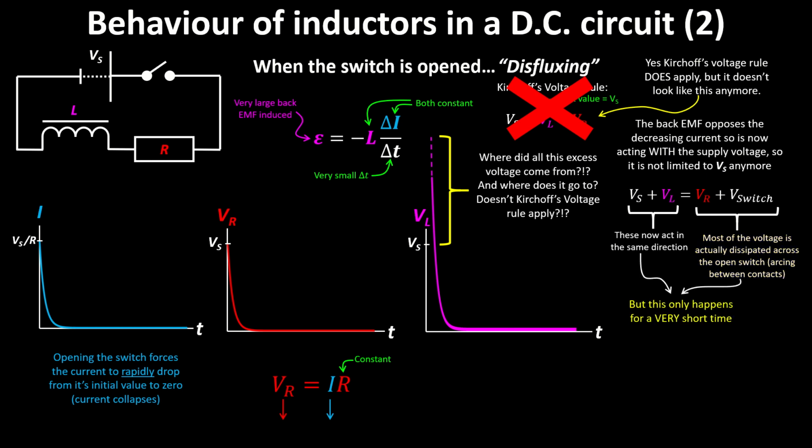But that only happens for a very short time. If we think about it in terms of the time constant, we've got a constant inductance, but our resistance is now very large because of the switch. The resistance of an open switch is very large. If you've got a number divided by a very large number, you're going to get a very small number, which means we get a very small time constant. So that's basically my sort of summary of inductor behavior in DC circuits.